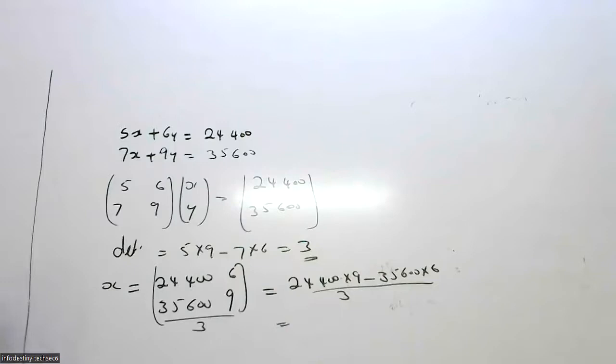So you're not using the inverse method at all? We can use inverse or Cramer's rule, any. X is 2,000.